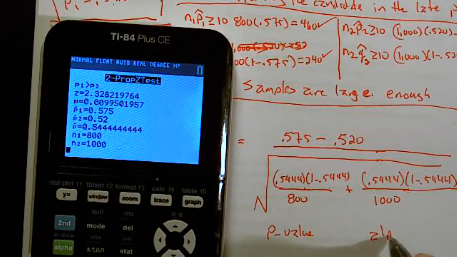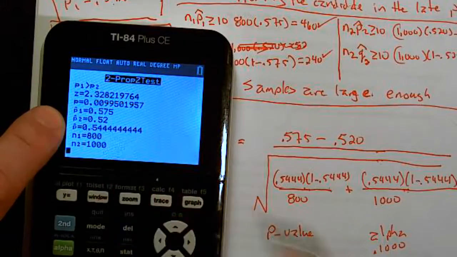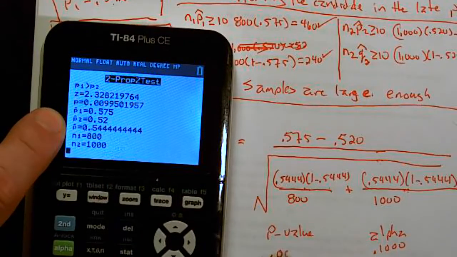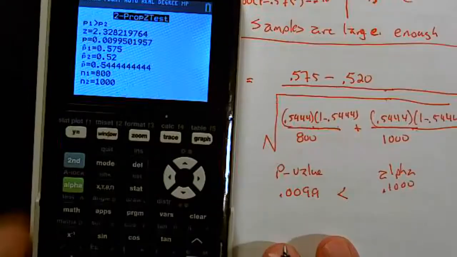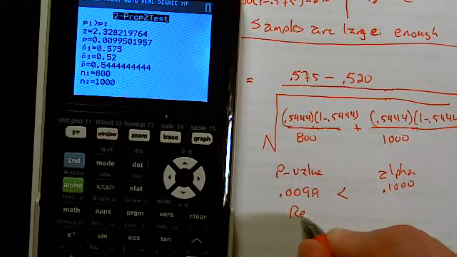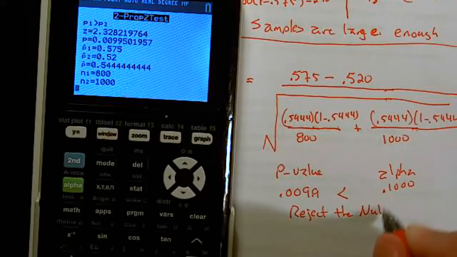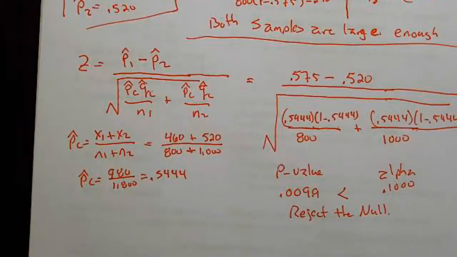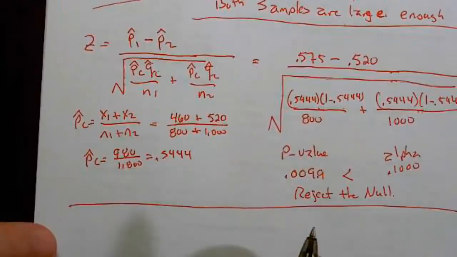They told us our alpha level was going to be 0.10. But my p-value is this value right here, 0.0099. Well, that 0.0099 is definitely less than 0.10. So we're going to reject the null. What was the null? That the polls hadn't changed. The alternative was it had decreased.